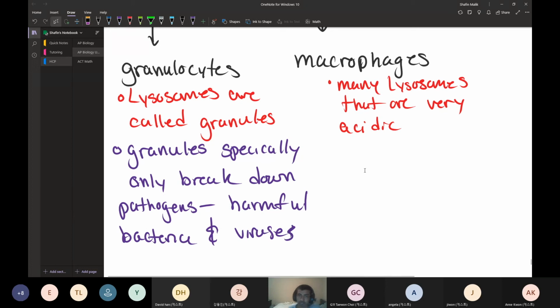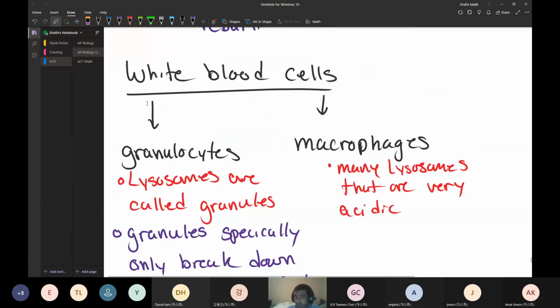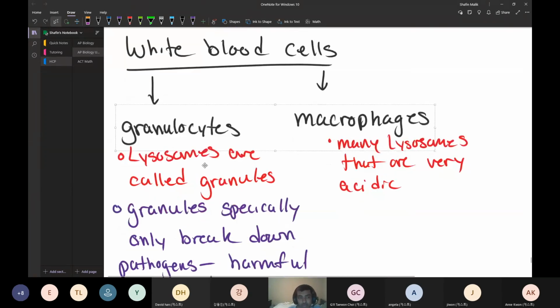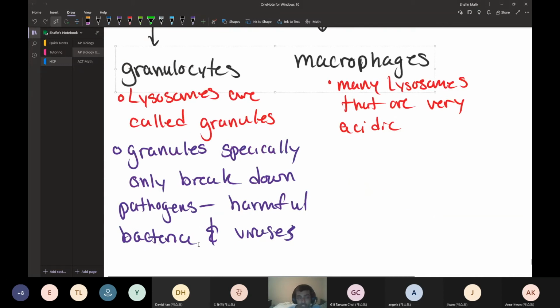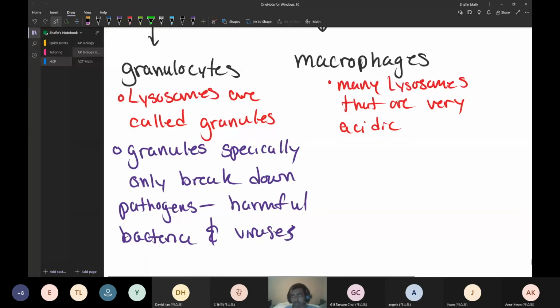Okay? So there are many, many different types of white blood cells, at least 30 different types. I'm talking about two categories of them. This is a category of its own, and it's one type of cell. This is another category that contains three types of cells. So these two categories together make four different types of cells. They have lysosomes which break down pathogens, basically. Any confusion about this?